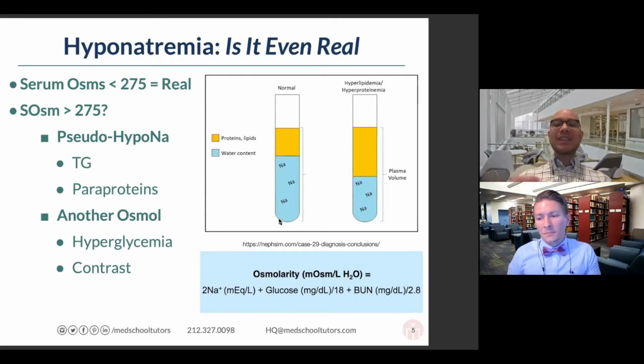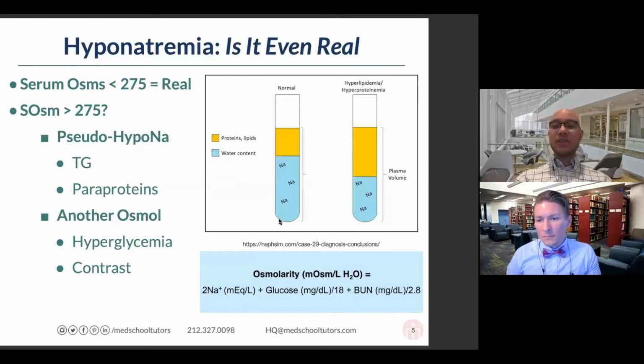The first is essentially a lab artifact, where you have pseudohyponatremia. The situation in which this arises is when there is an expansion in the protein or lipid component of the whole blood. That can happen when your triglyceride levels are extremely, extremely high. It can also happen when you have paraproteins that are taking up space in the blood. Basically, this confuses the lab. It gives you a falsely low reading of sodium, but the tonicity is not actually messed up.